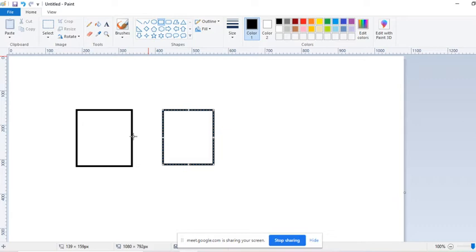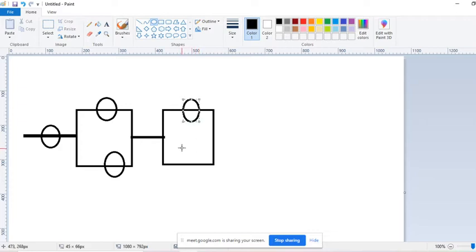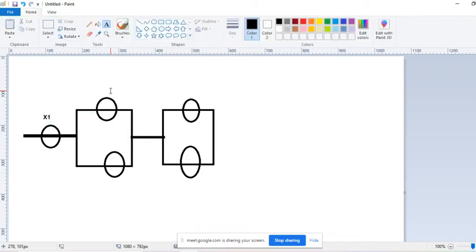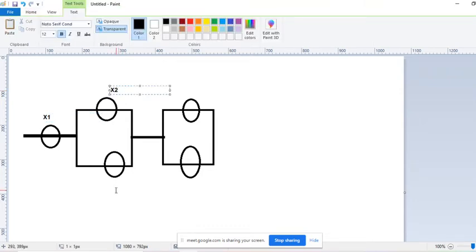This is the first component, this is the second component, this is the third component, fourth component, fifth component. Let us denote with x1 the state of the first component, x2 the state of the second component, x3 the state of the third component, x4 the state of the fourth component, x5 the state of the fifth component. So what will be the entire system structure?